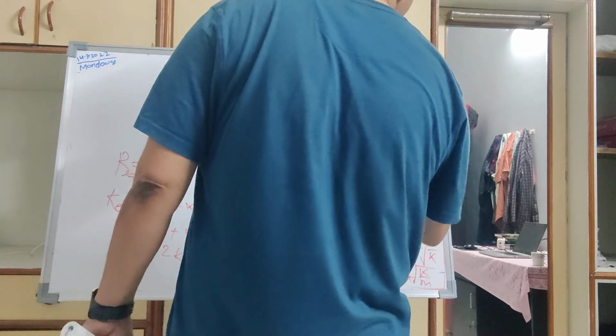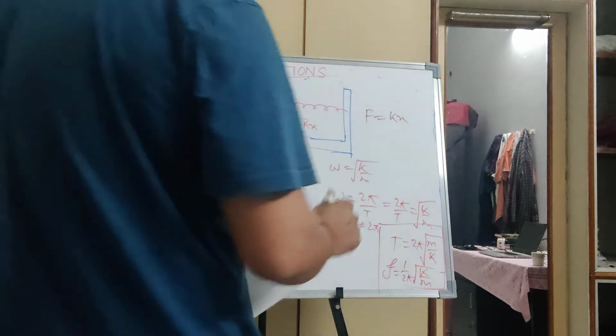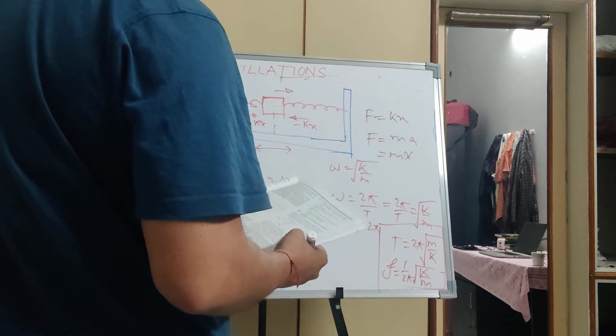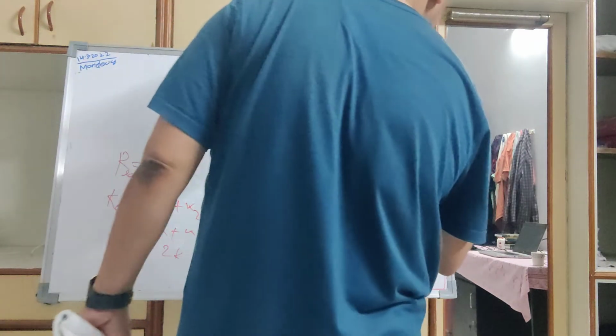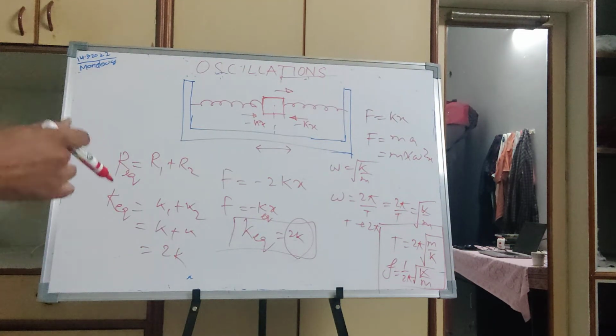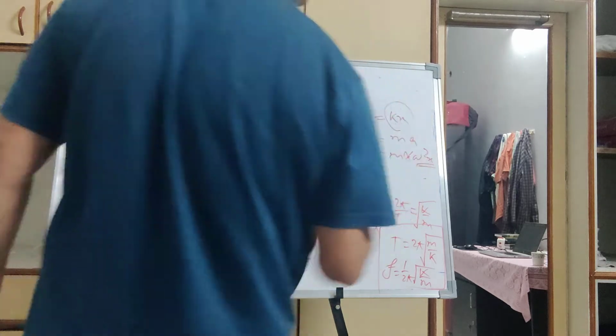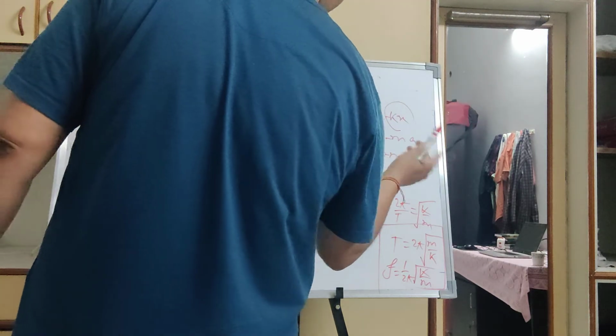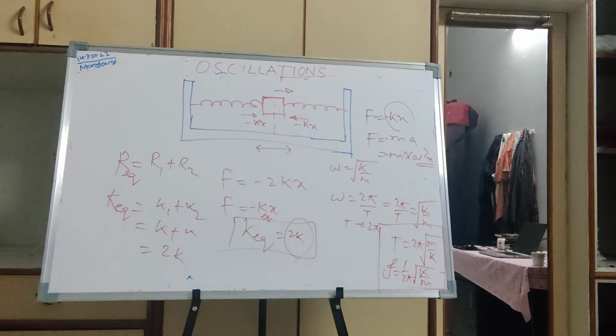Like F is equal to kx is one equation, and F is equal to ma is another equation. Acceleration is nothing but omega square x. So by equating these two, if you forget by chance, you know my acceleration is omega square x. So F is equal to minus kx, and F is also equal to minus m omega square x. So if by chance you forget, you can derive from this. But better to remember: T is 2 pi root m by k. For T, it is not 1 by 2 pi, it is 2 pi.